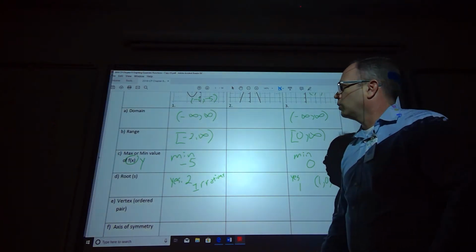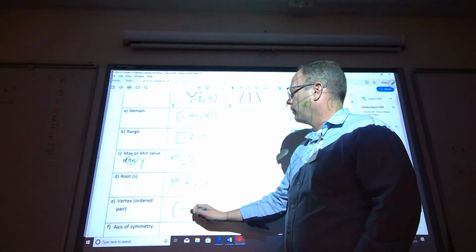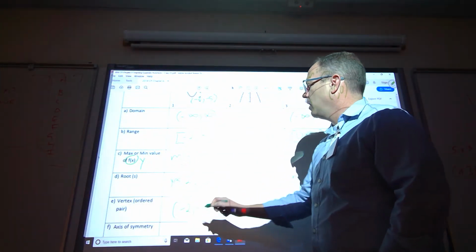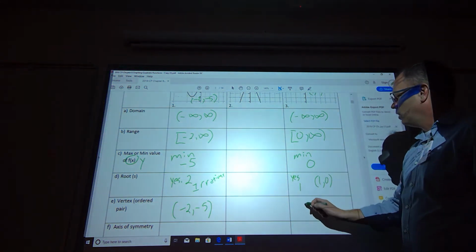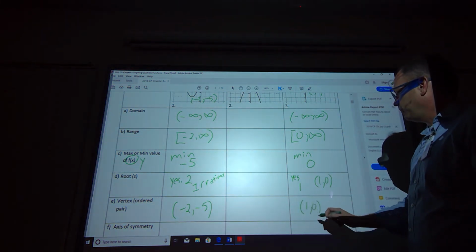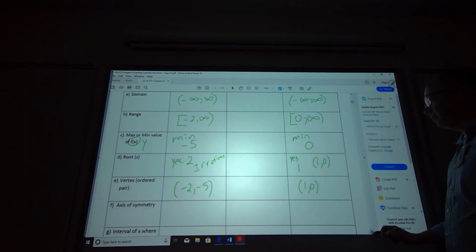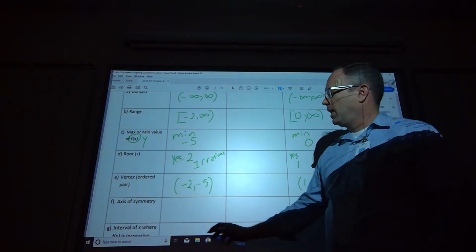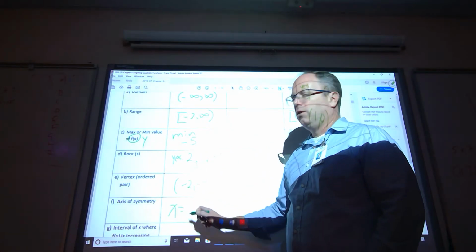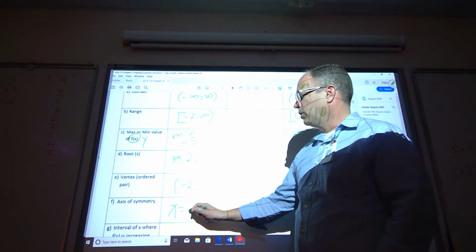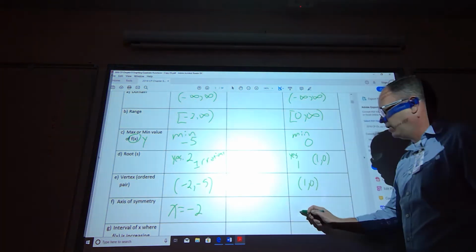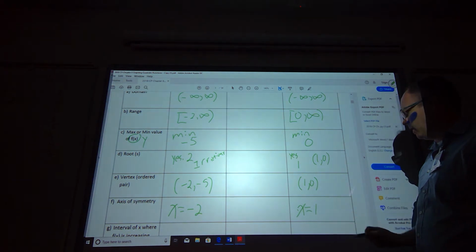We want the vertex as an ordered pair. Okay, so our vertex was -2, -5 on number 1. On number 3, our vertex was 1, 0. Our axis of symmetry, remember that's going to be a vertical line, so it's x equals, so that tells you it's vertical, and so is the x component of the vertex. And again, same thing on this one, the x component of our vertex.